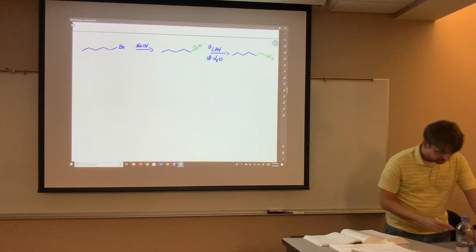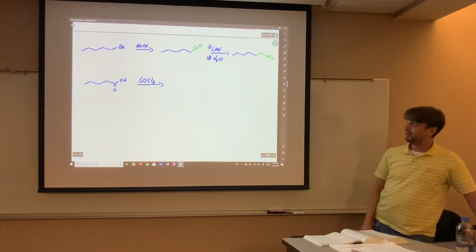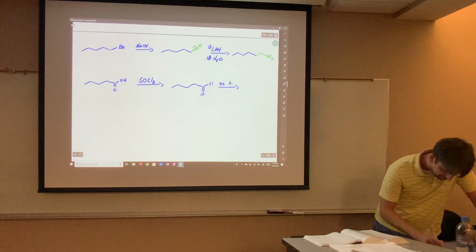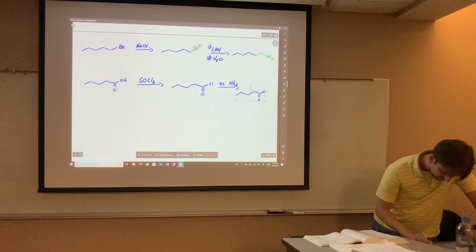Good stuff. Another method we have is if we instead start with a carboxylic acid, we could convert it, using a little thionyl chloride here, to the acyl chloride, add an excess of the amine to make the amide. I ran out of space. Let's just move this over. Uh-oh. Technical problems. There it is. Okay.